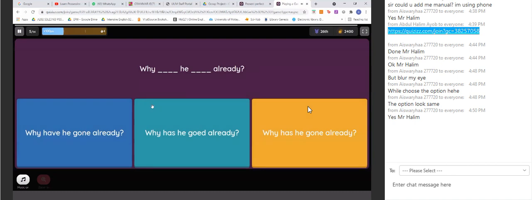Technically, the questions are all the same. Why have? We are talking about a singular pronoun or a singular noun, so that's why we should have "has" here. And the past participle for the word go is gone, not "go it". There's no such word as "go it". Has gone. Remember, the past participle for the word go is gone. So, why has he gone already?